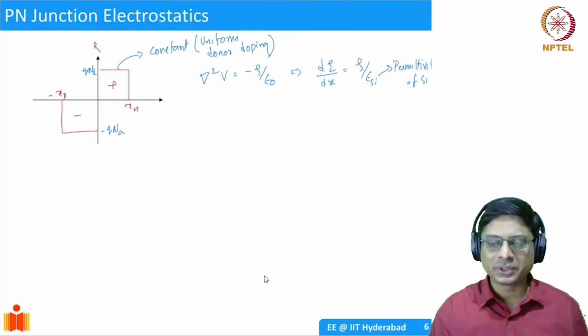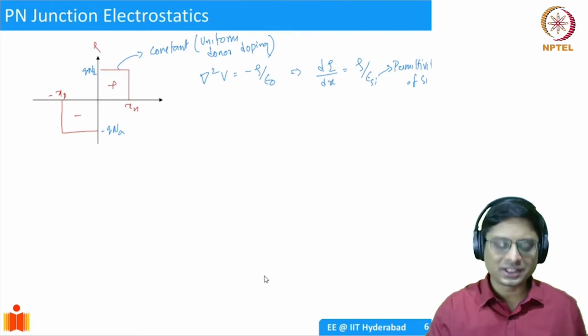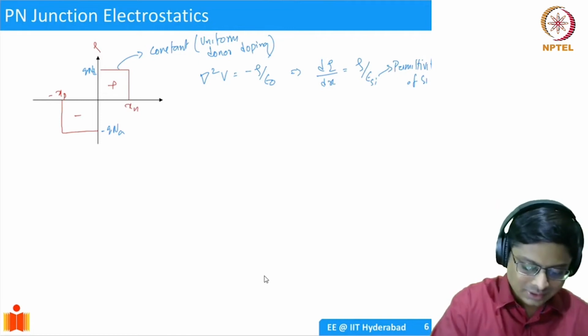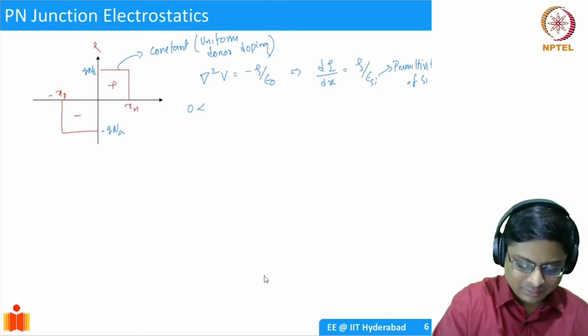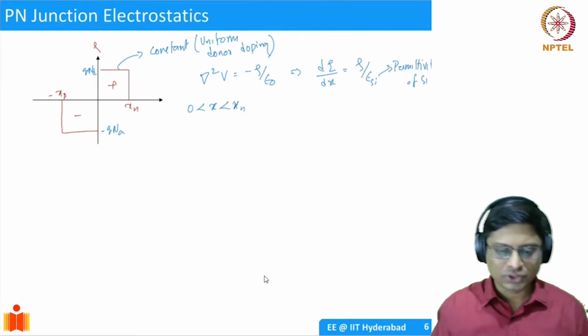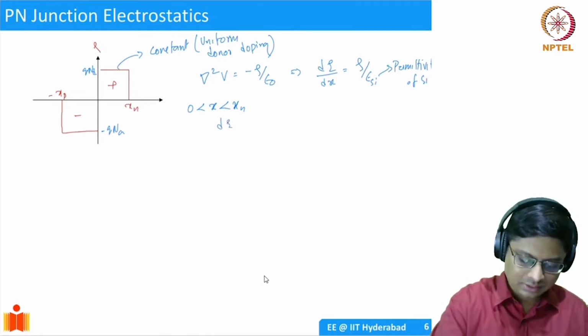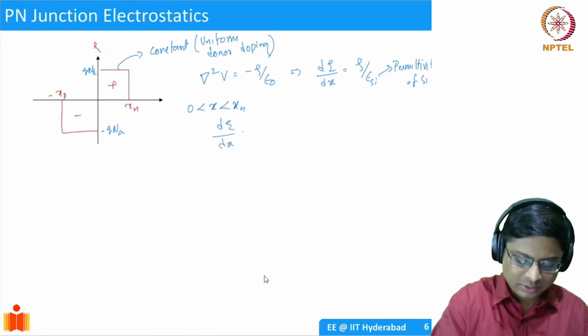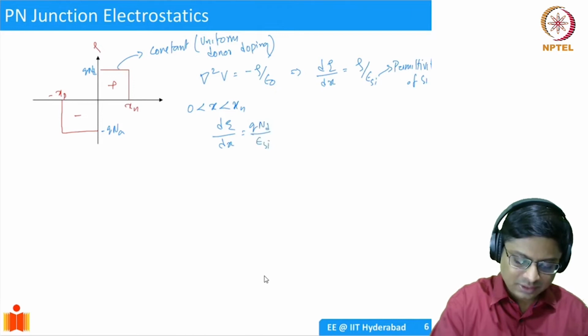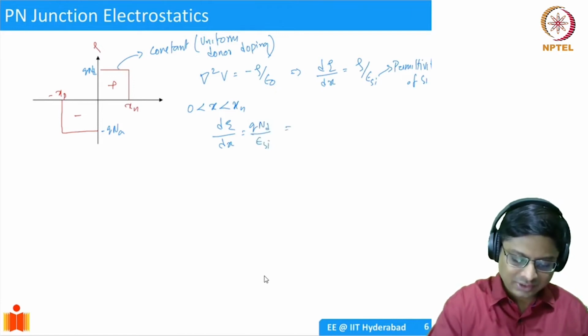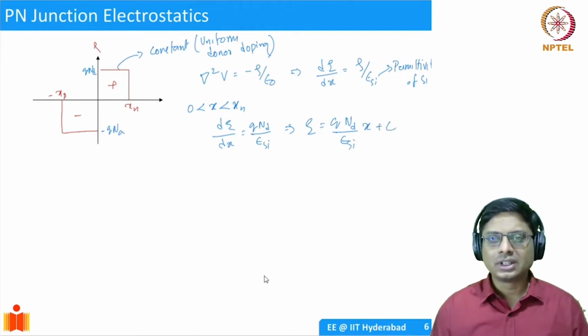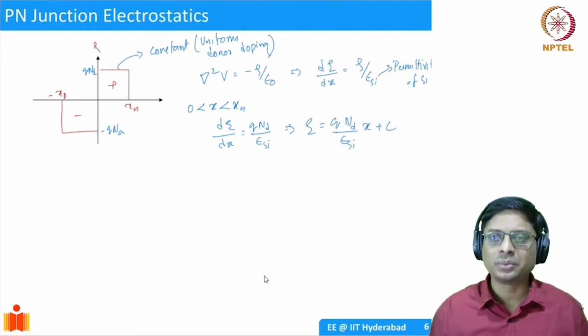We have to do it in two regions because we have uniform doping in x greater than 0 and x less than 0. So let's take the case where x is between 0 and xn. Since dE by dx is rho by epsilon, dE by dx is equal to Q ND by epsilon silicon. This is the equation. So this implies that the electric field is going to be Q ND by epsilon silicon times x plus a constant. That makes sense. We have a constant doping, so it's going to be linear.